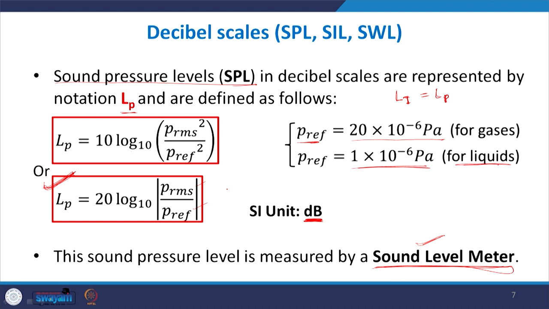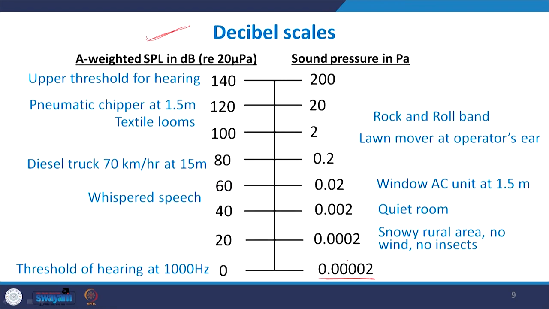So the dB corresponding to this will be 20 log10 of 1, because the denominator is also 20 micropascals. Log 1 is 0, so it comes out to be 0 decibels. So the minimum audible pressure, when converted to decibels, becomes 0. So the scale starts with 0 decibels.